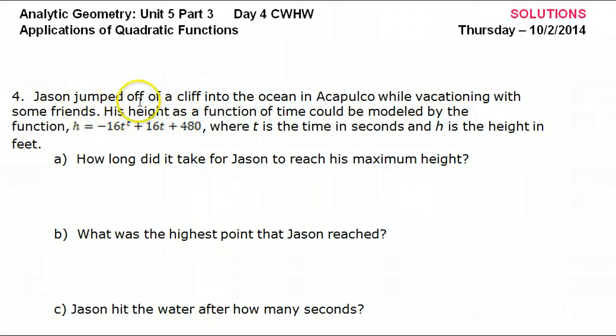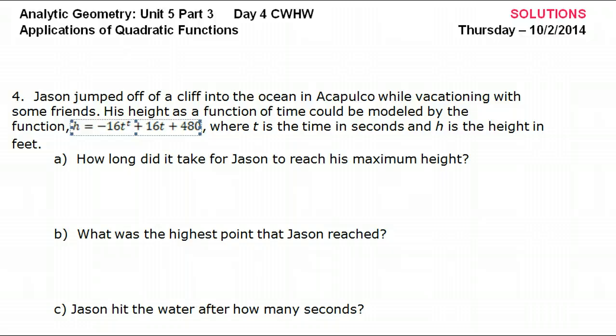Alright, now we have Jason jumping off of a cliff into the ocean. I guess he's a thrill seeker, adrenaline junkie. Now, the height over time is modeled by this equation right here. Time is in seconds, height is in feet. How long did it take for Jason to reach his maximum height?